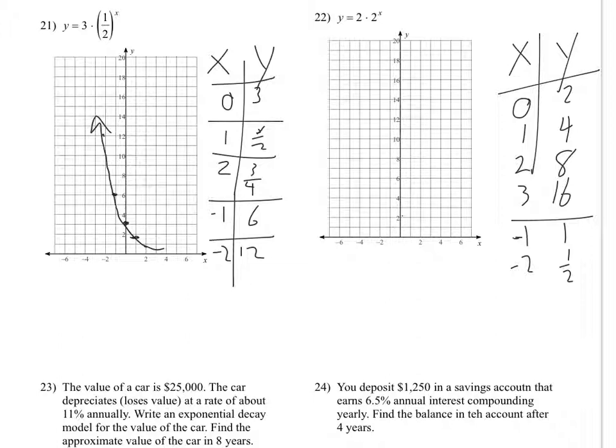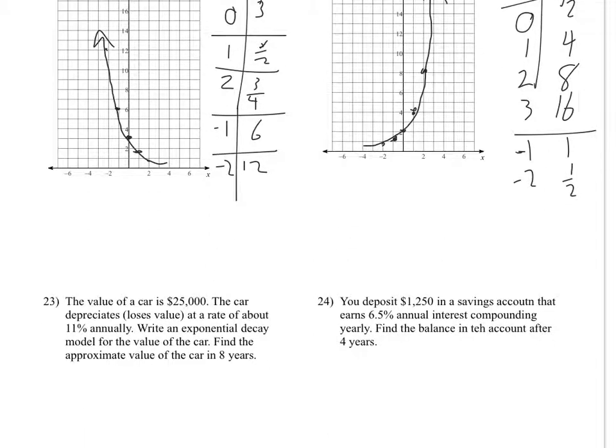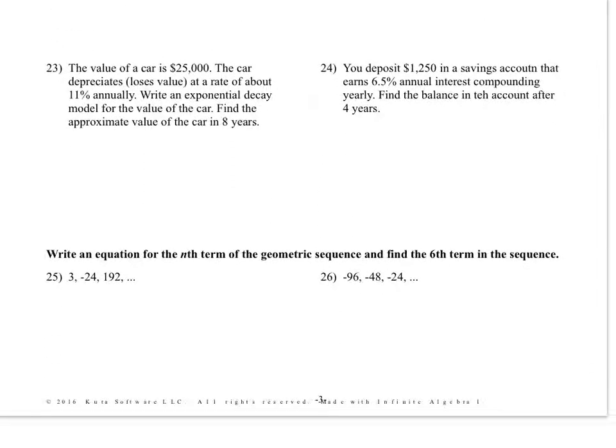So 0, 2, sorry. 1 goes to 4, 2 goes to 8, and 3 goes to 16, which means negative 1 goes to 1, negative 2 goes to a half, and looks like that. Okay, let's move down here to the last 4 problems.